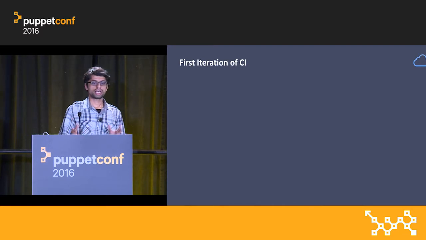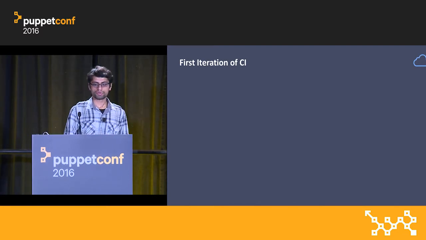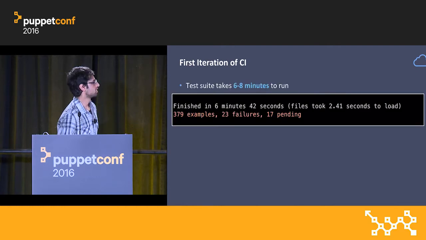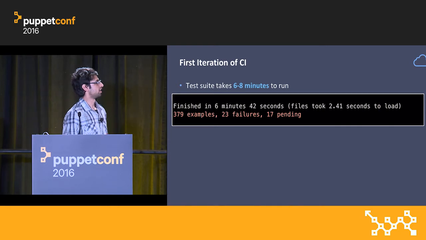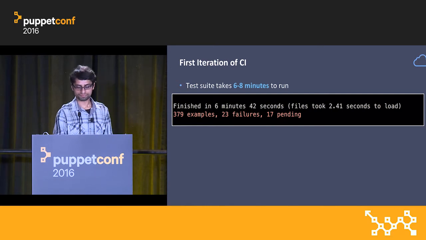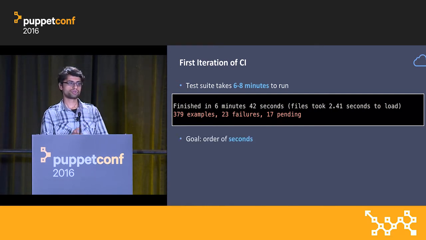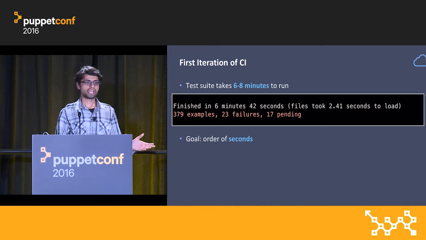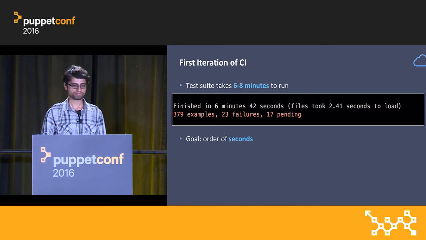So great, we've got these tests running for our beta testers group. What's the problem? Well, we realized that the tests actually take a very long time. They take 6 to 8 minutes to run, as you can see here. We had nearly 400 tests running for every patch set that was pushed up, but they were very slow. What we wanted was to be on the order of seconds. As Jordan showed earlier, when he ran the 8 tests, they took only 2 seconds. That was our ultimate goal.